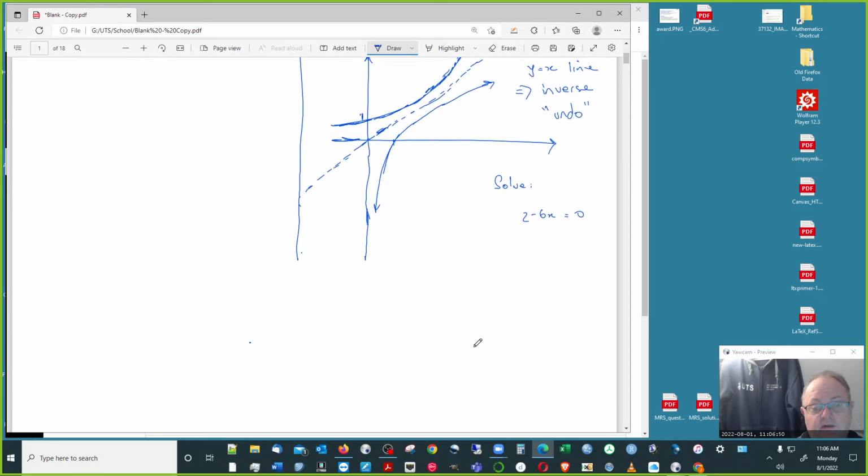And you would have been asked to solve that. And so what's the operator joining the 2 and the 6x? The operator is minus. What's the undo of minus? Plus. Addition. So yep, what you do to one side, you do to the other. So straight away this becomes a pretty easy problem.